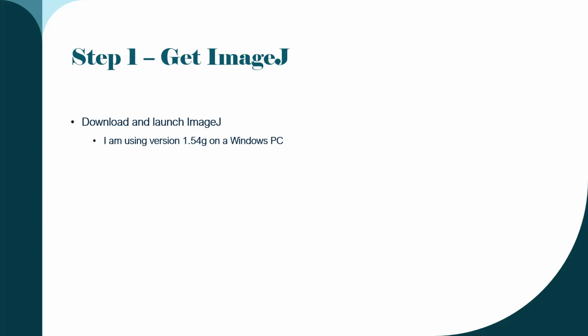Okay, so the first step is to get ImageJ, which you can get anywhere. You just need to download it. You don't really install it. You can just launch it from the files that you download. The examples I'm using today are from version 1.54G, and I'm on a Windows PC. So if you're not on Windows, the clicks are going to be a little different, but you'll be able to figure it out.